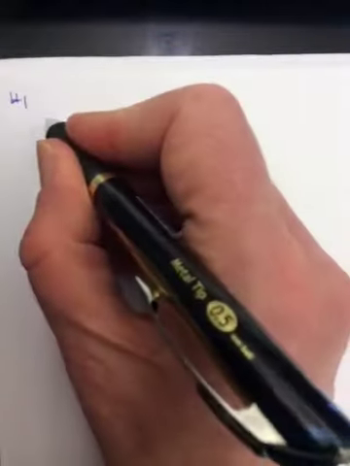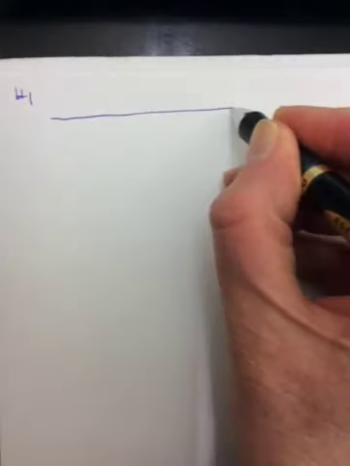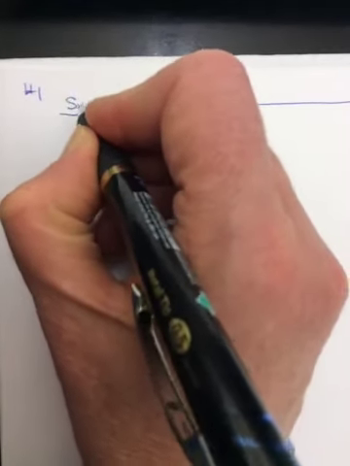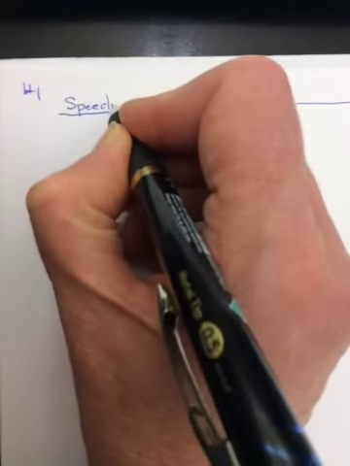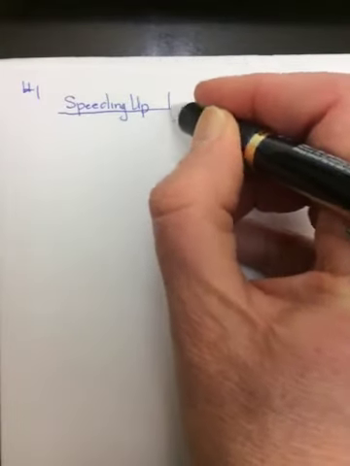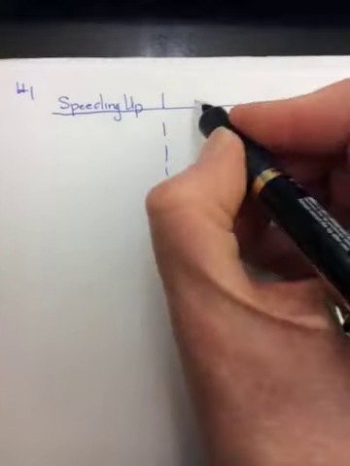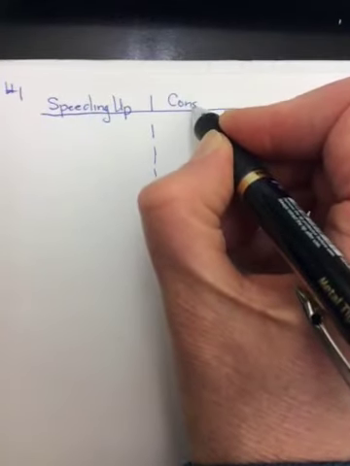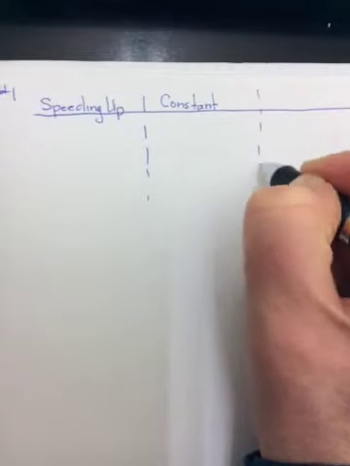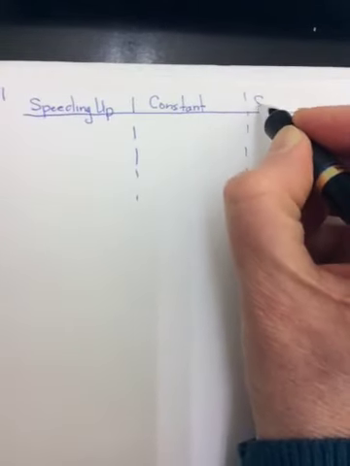So the first part is how many sections? Well, the answer to that is there are 3 sections. So the first section is speeding up. The second section is constant speed. And the third section is slowing down.